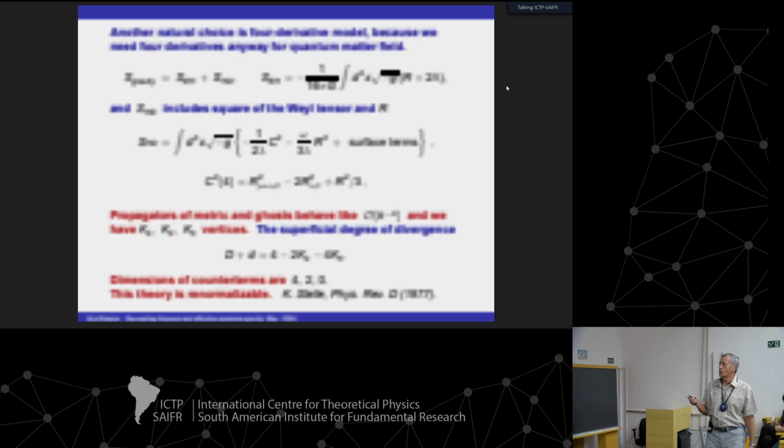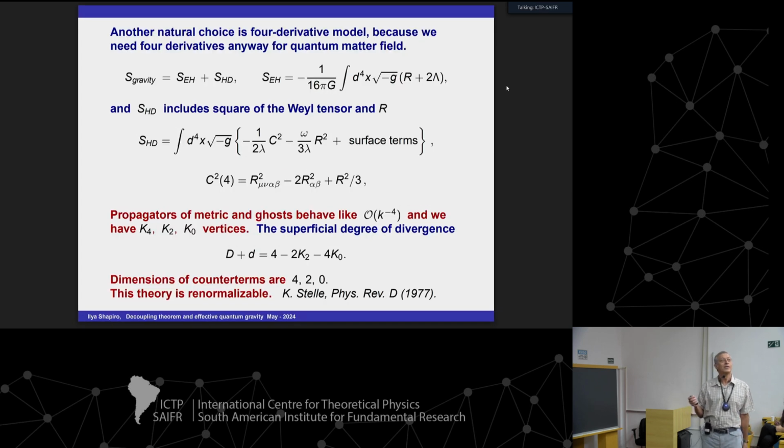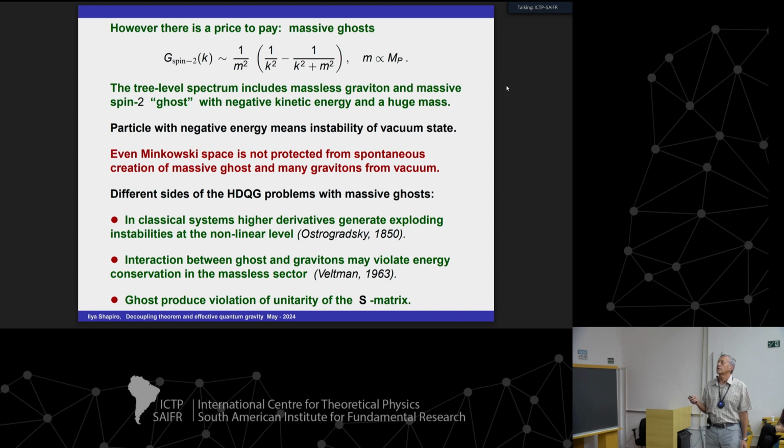So things look at this stage very good, yeah? But it was understood even before and very well explained in the paper by Stella that this theory has some problem. And this problem is the problem of ghosts, which Gabriel explained to us in many details and many examples.